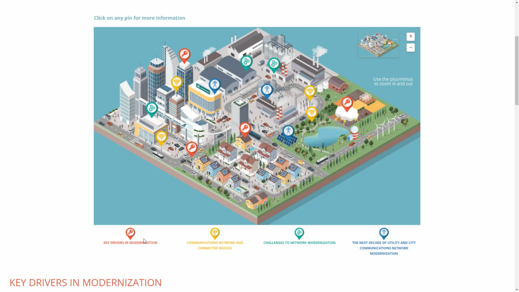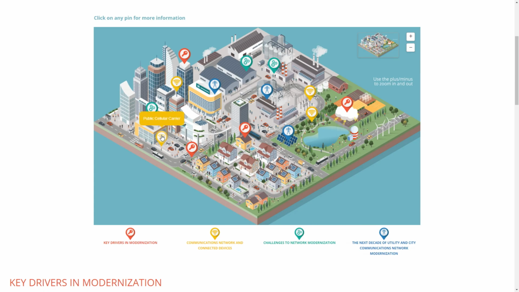Red keys indicate key drivers in modernization, for example, customer expectations, integrating DERs, improving cybersecurity, that sort of thing. The yellow Wi-Fi symbols indicate communications network and connected devices. The teal gears represent challenges to network modernization, and the blue power lines indicate the next decade of utility and city communications network modernization. So let's click on one of these buttons.